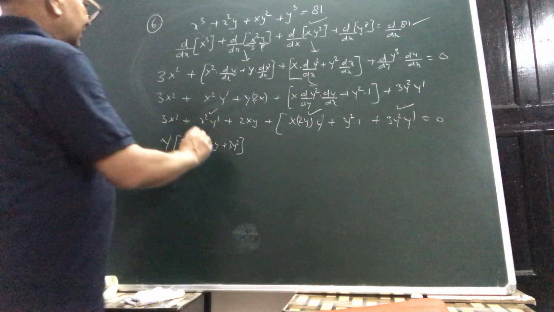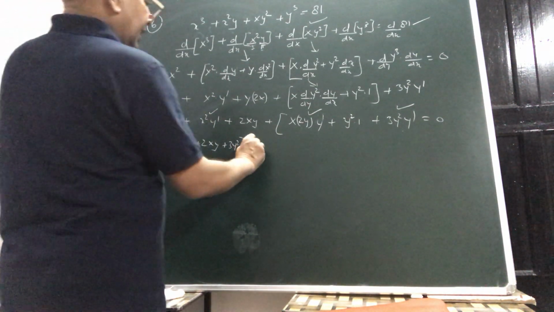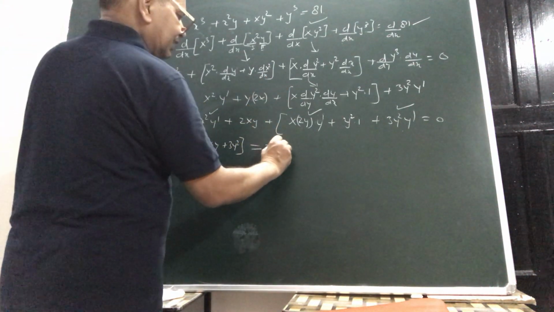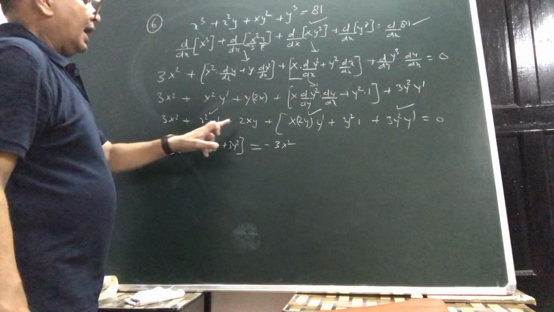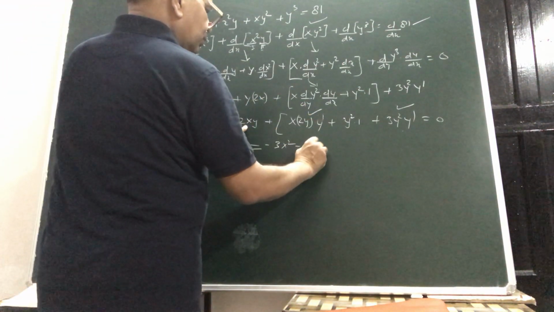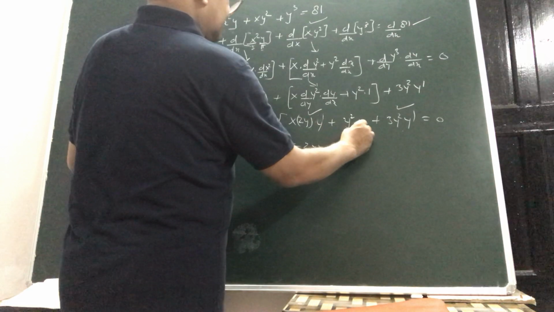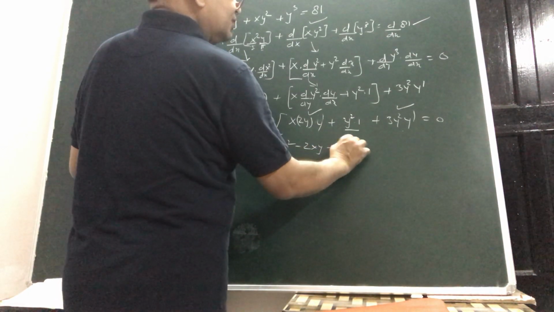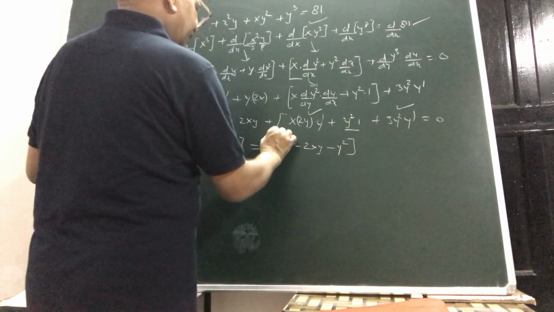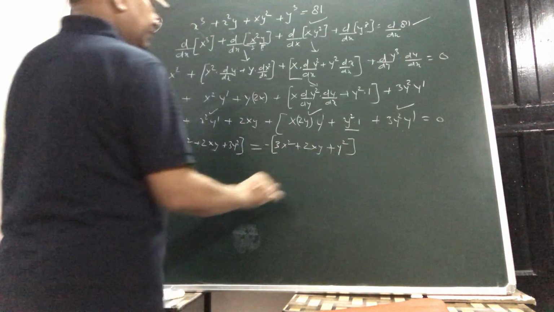And then rest of the things I will keep at one place, and let me take it on the other side. So this 3x square transposed on the other side will give me minus 3x square. And then this 2xy taken other side will give me minus 2xy. And then this term y square will also give me minus y square. That's all. So if I take minus sign common, these will become plus.